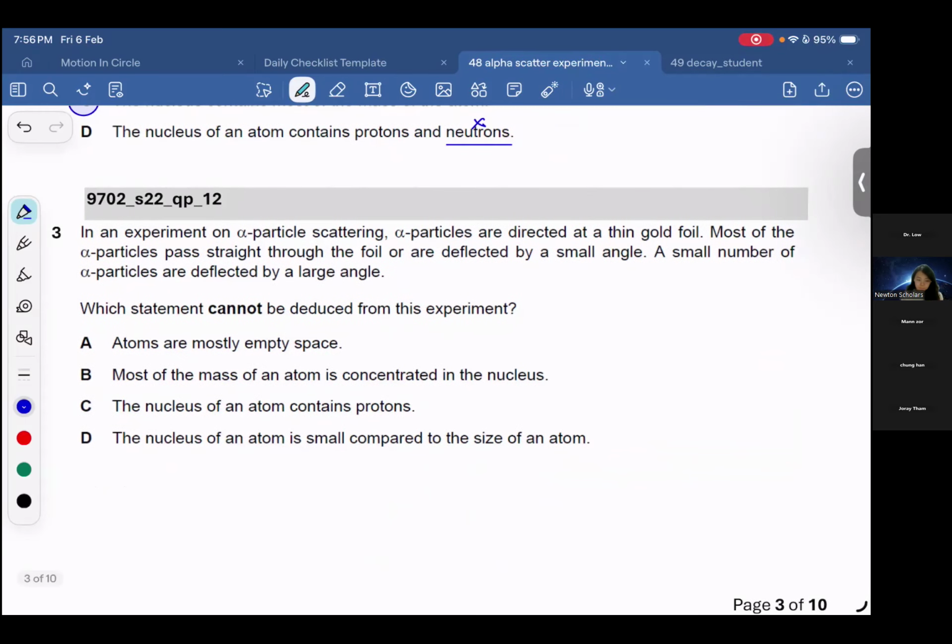Okay, number three. In an experiment on alpha particle scattering, alpha particles are directed at a thin gold foil. Most of the alpha particles just go straight or are deflected by a small angle. A small number of alpha particles are deflected by a large angle. Which statement cannot be deduced from the experiment?